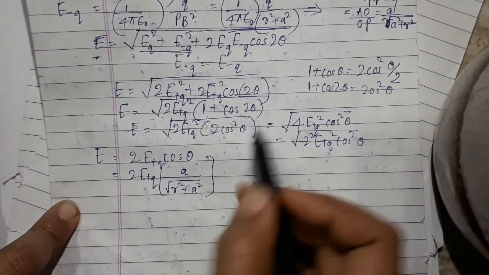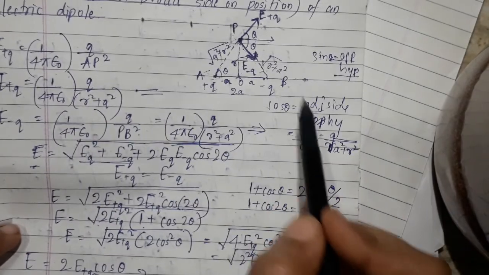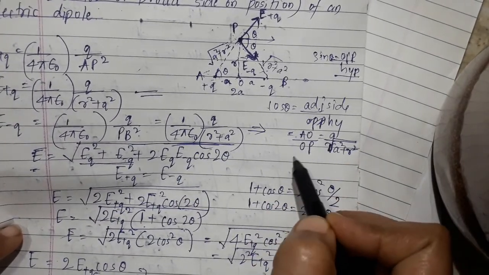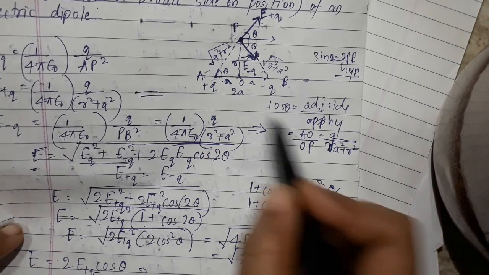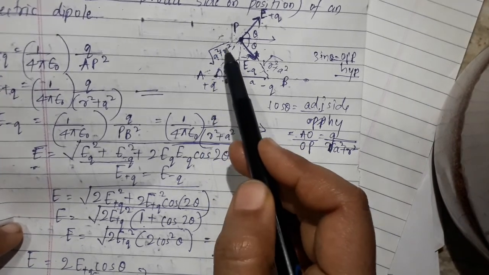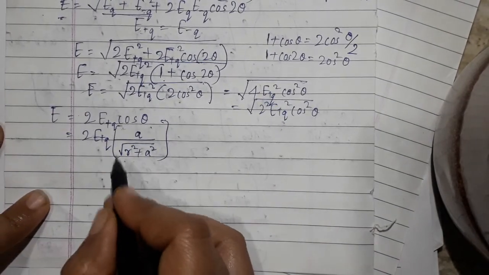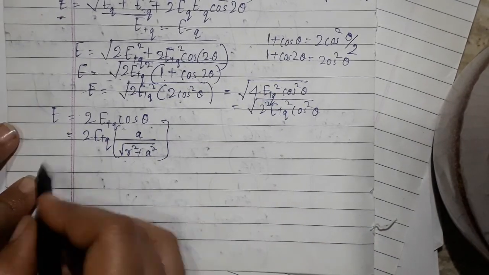How did we get this cos theta value? I have shown you here. One mistake was made by me, sorry for that. Adjacent by hypotenuse, AO divided by OP, where OP is the hypotenuse, that is root A square plus R square. So we have written that A divided by root of R square plus A square.